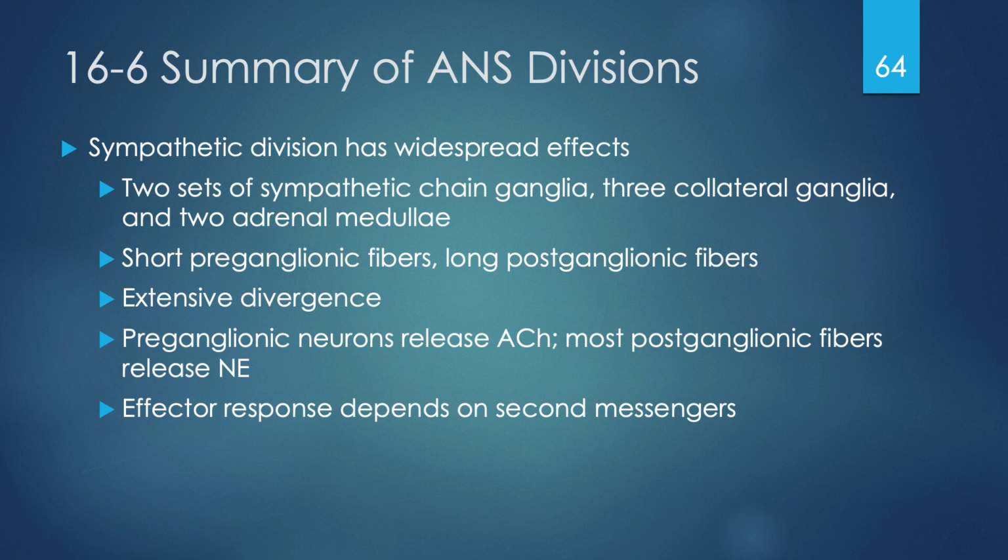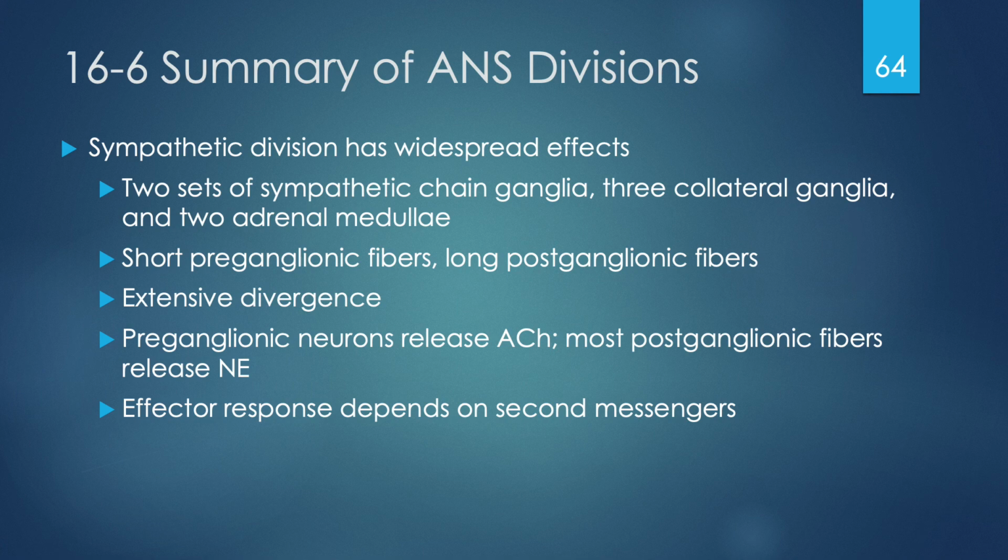The sympathetic division is going to have widespread effects throughout our entire body because of the way it's disseminated. So we have two sets of sympathetic chain ganglia, which are those pearls strung along the lateral aspects of our vertebral column. So that's one of the three pathways. The second pathway is that we have those three collateral ganglia that we discussed previously. And the third pathway is we have two adrenal medulla, one on each kidney in the adrenal gland.